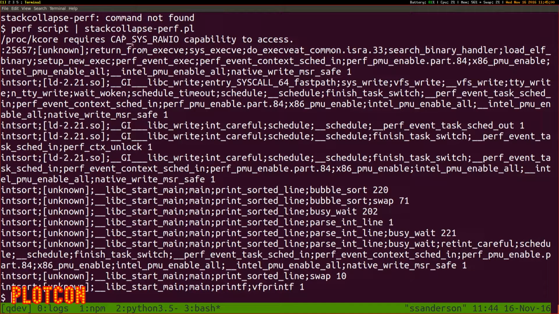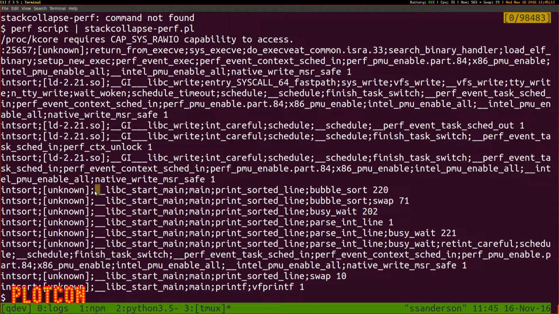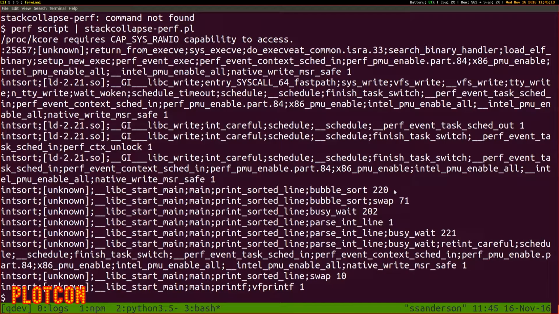This is a little bit tricky to read, but what it is, is semicolon-delimited lists of the functions in those call stacks, and then at the end there's a count of how many times that appeared. There's a whole bunch of ones here, but we can say, for example, that we saw libc start main, main, print sorted, bubble sort 220 times here.